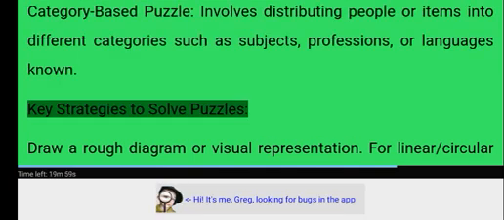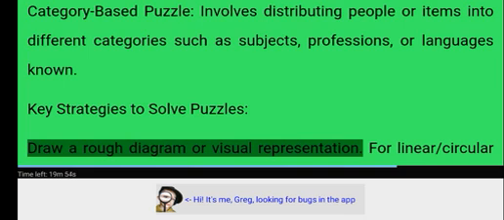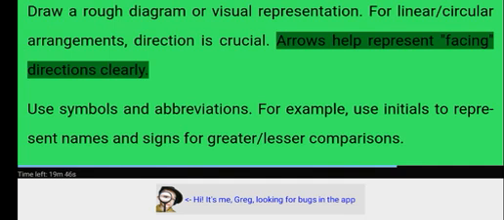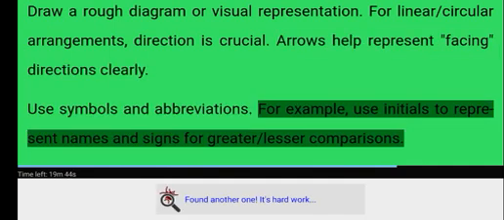Key strategies to solve puzzles. Draw a rough diagram or visual representation. For linear, circular arrangements, direction is crucial. Arrows help represent facing directions clearly. Use symbols and abbreviations. For example, use initials to represent names and signs for greater, lesser comparisons.